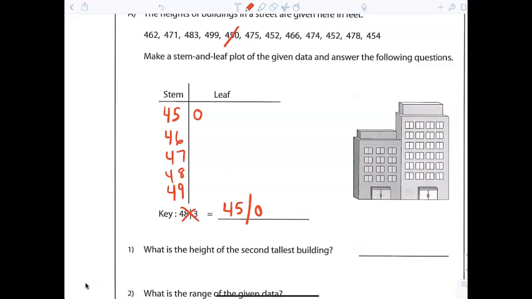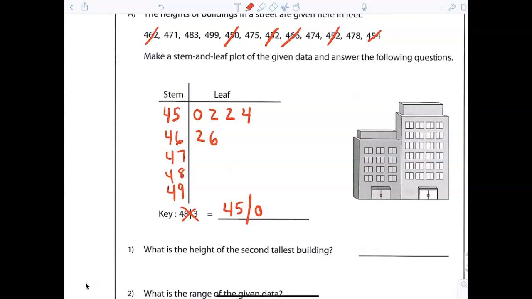Now, what's the next 45? 452. And how many times? 2. So then we'd have a 2, and we'd have a 2. Are there any more 45s? Yes, 454, so then I would need a 4. Now what about the 46? 462, then 466. And then that's it, right?